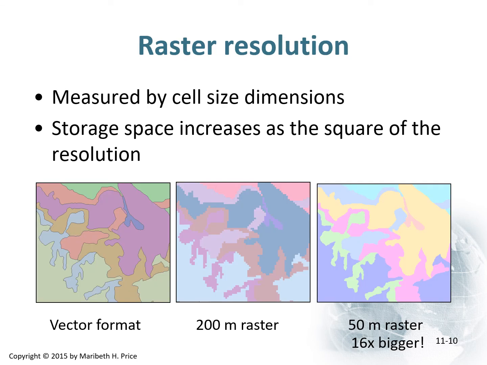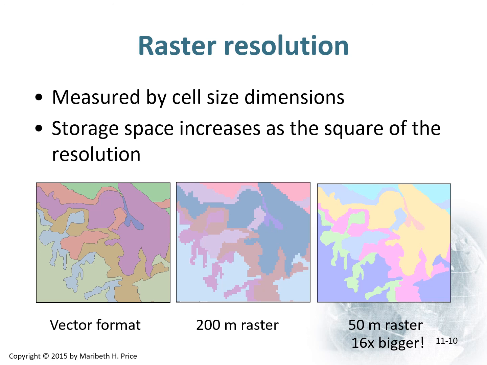Raster resolution is measured by the cell dimensions. Storage space increases as the square of the resolution. So you go from 30 to 3, a change of 10-fold. 10 squared is 100, so 100 times the data.